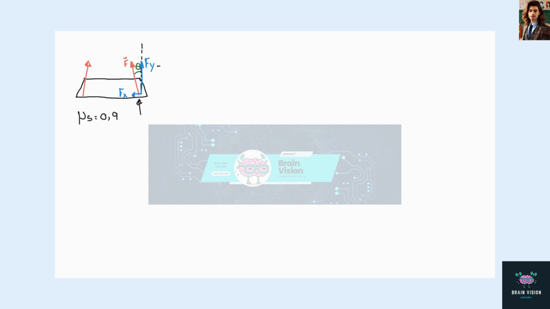The vertical component is the normal force, and the horizontal component is the frictional force. Now remember that the maximum value of the frictional force is given by the static frictional coefficient times the normal force. And the normal force is the y component of the force F. Therefore, this is mu component S times F component Y, and this is the maximum frictional force.